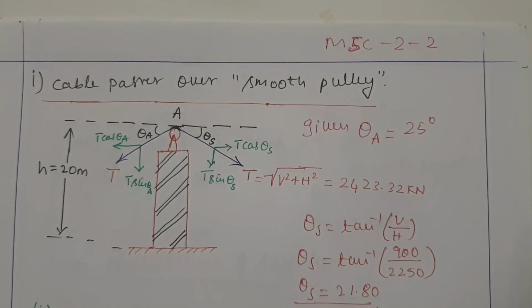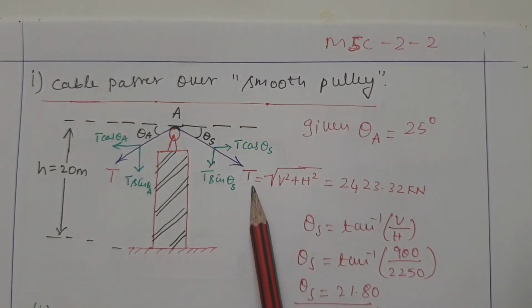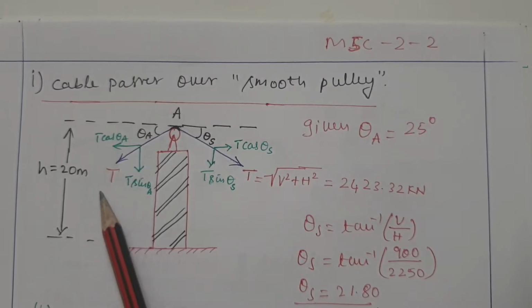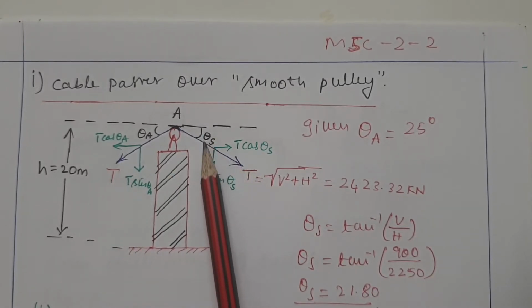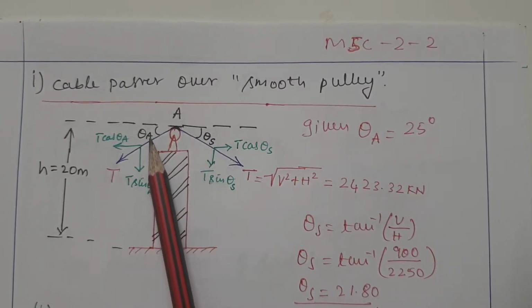If the cable is passing over a smooth frictionless pulley, it means whatever tension we have in the suspension cable will be passed to the anchor cable. This is the anchor cable and this is the suspension cable, and this is the inclination of the suspension cable, this is the inclination of the anchor cable.